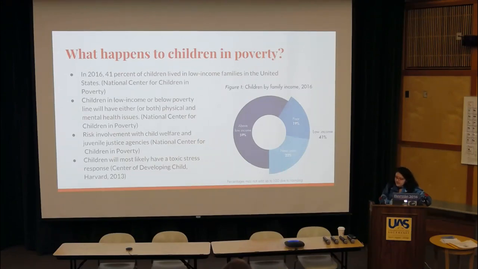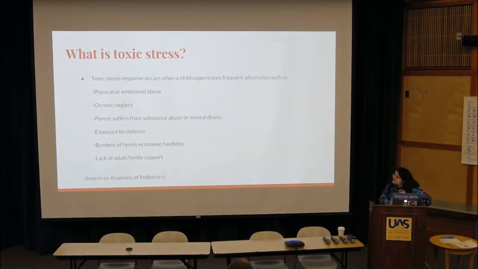So kind of going into toxic stress, what exactly is it? A toxic stress response occurs when a child experiences frequent adversities such as physical or emotional abuse, chronic neglect, one or both parents suffering from substance abuse or mental illness, exposure to violence, the burden of family economic hardship, and a lack of adult and family support.